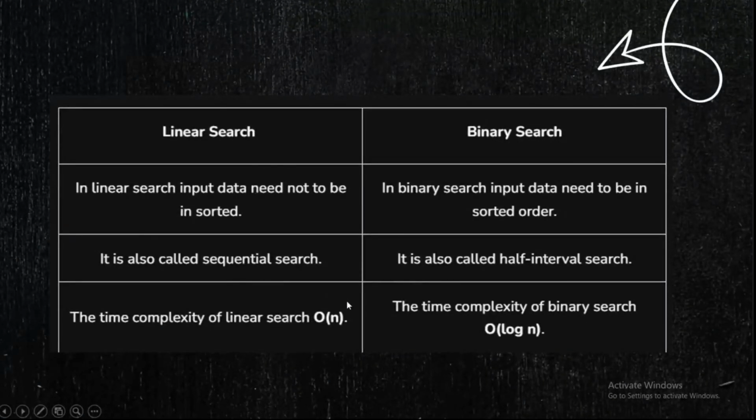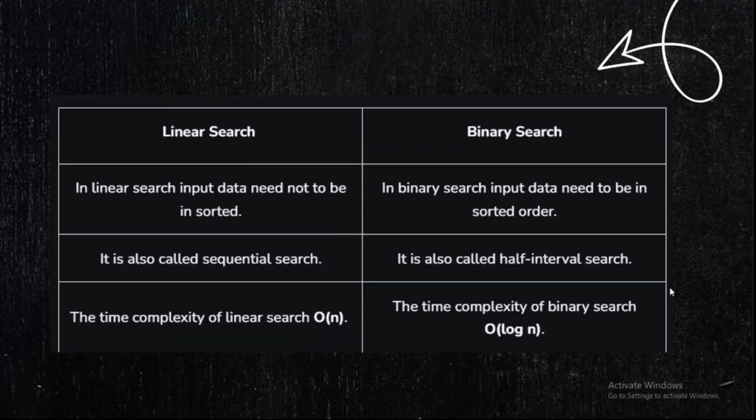Next, linear search is also called sequential search, and binary search is also called half interval search. Why sequential search for linear search? Because we go in sequence, one by one, and search for the element we are looking for. And in binary search, it is called half interval search because every time the whole search interval is getting halved.